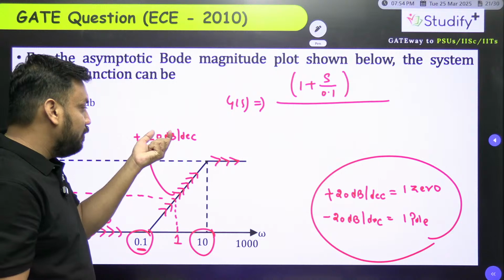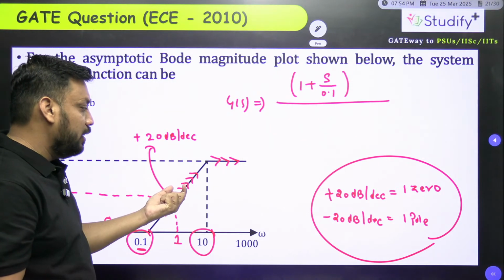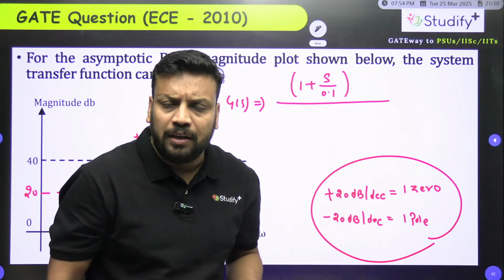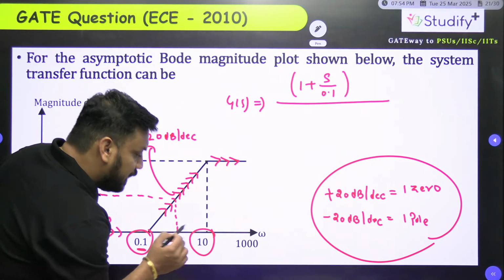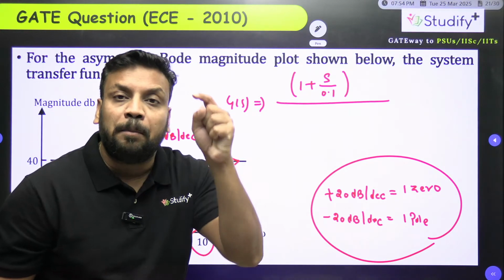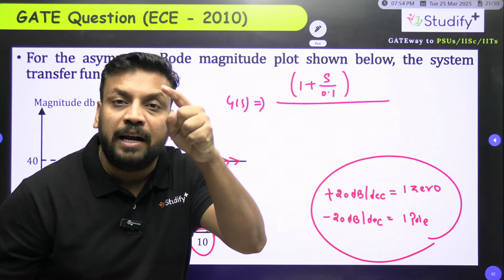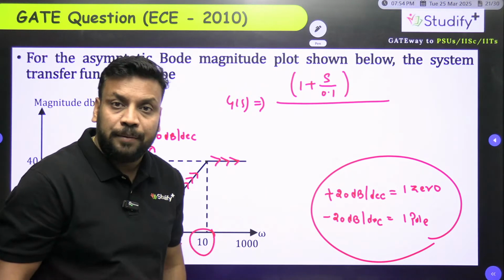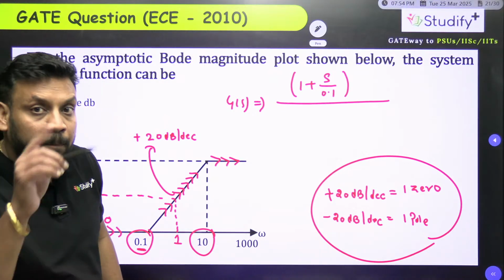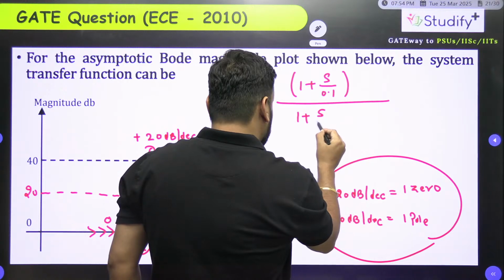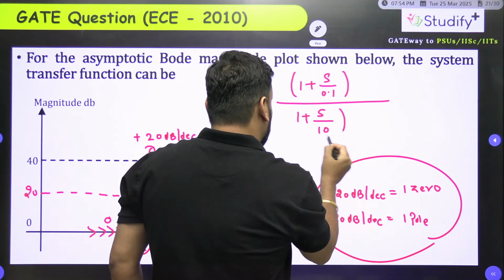Now tell me what I should add to plus 20 so that it becomes 0. So of course you need to add minus 20. Minus 20 means at this 10 radian per second, there will be a contribution of minus 20 dB per decade slope. What does a minus 20 dB per decade slope contribute? It means there will be a pole. Minus 20 means pole. Pole means I should write in the denominator. Should I write 1 plus s by 10?